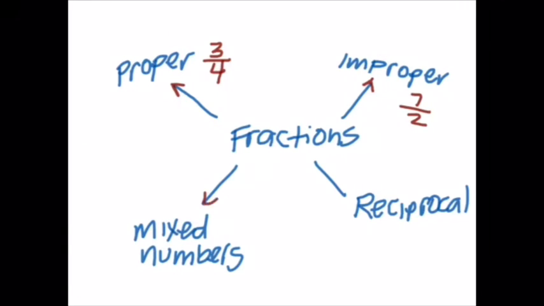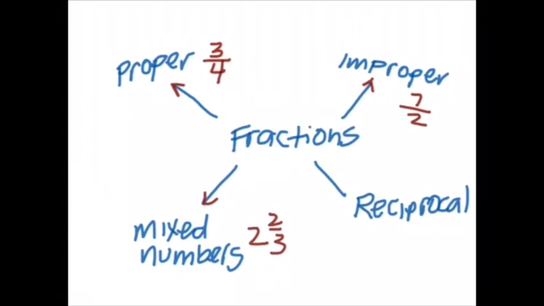A mixed number is one where you have a whole number and a fraction together, mixed together. Kind of like mixing the chocolate with the milk and ending up with chocolate milk, you see. And then the reciprocal of a fraction is one in which you take the fraction and you simply flip it around.